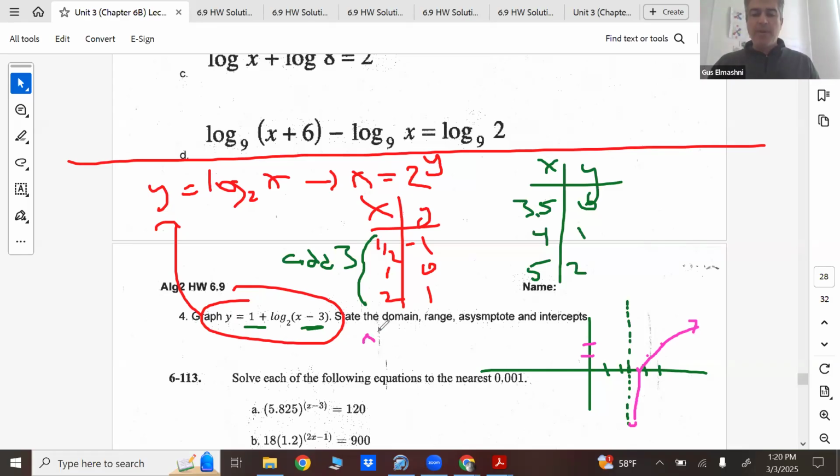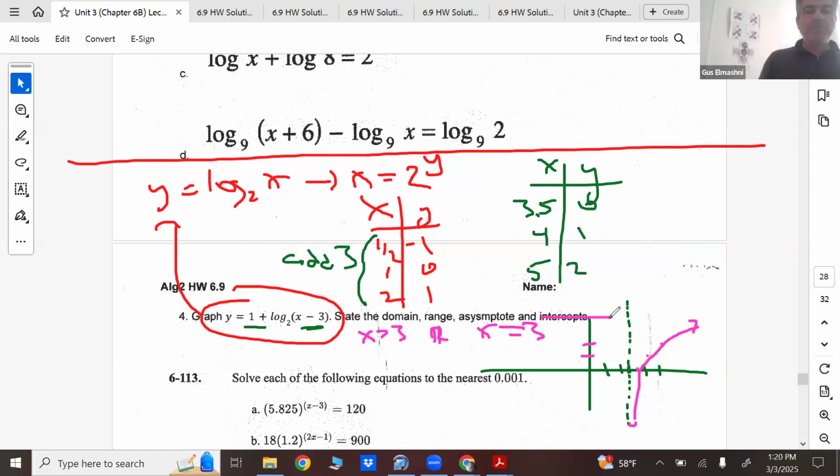Domain: x is larger than 3, non-inclusive. Range is all real. Asymptote: x equals 3. I'm not going to ask for intercepts. Don't worry about that. That is like a test problem. That's a very good test problem. The graph of the log will look just like that.